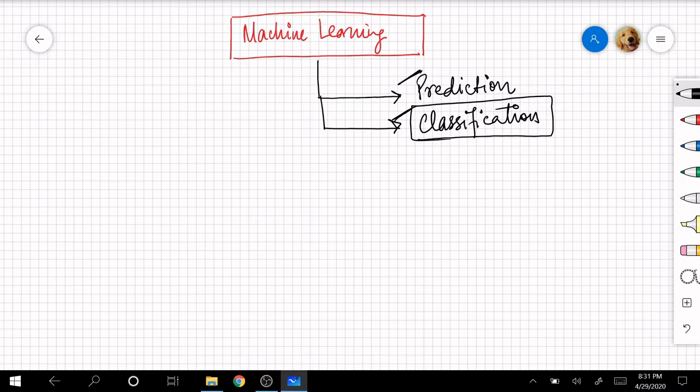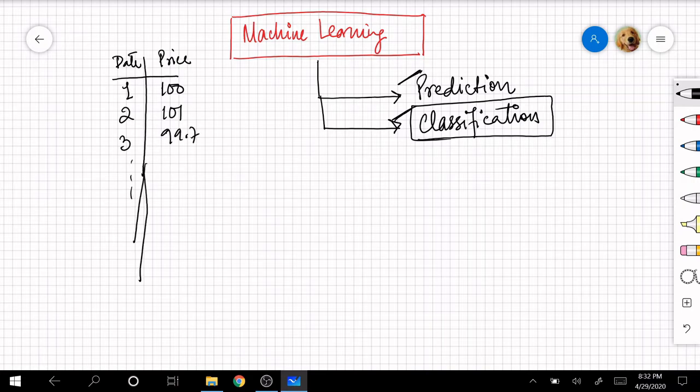Let us say I want to predict the price of stock markets based on days. So this is my date and this is the price. And first day the price was $100, second day the price was 101, the third day the price was 99.7, and so on and so forth. And I have this information for the last 100 days. Can I predict what is going to be my price on the 101st day?